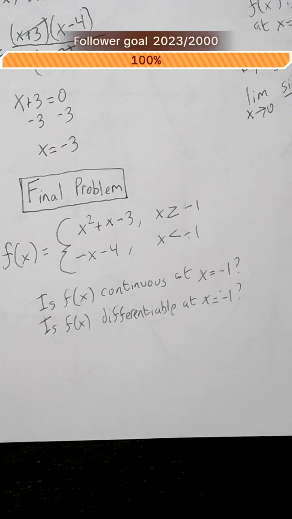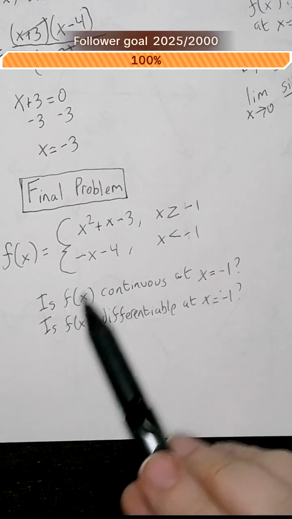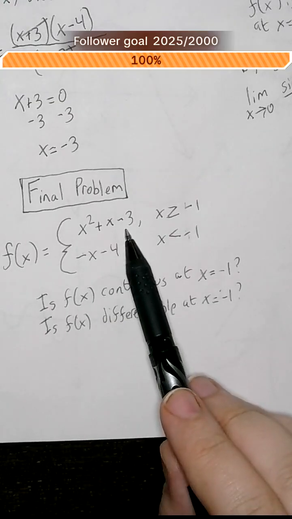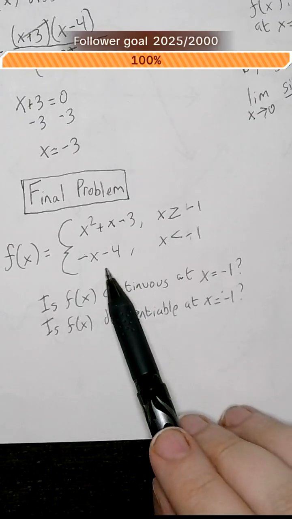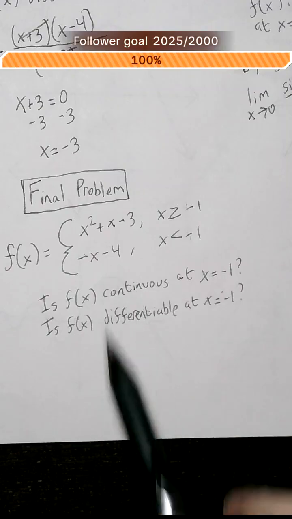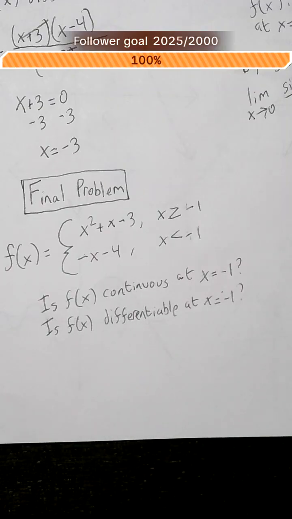All right, so here are my two questions. Is f of x continuous at x equals -1? And is f of x differentiable at x equals -1? So let's start by figuring out continuity. What I'm going to do is plug in -1 into both of these values. If these two are equal, then it's going to be continuous.